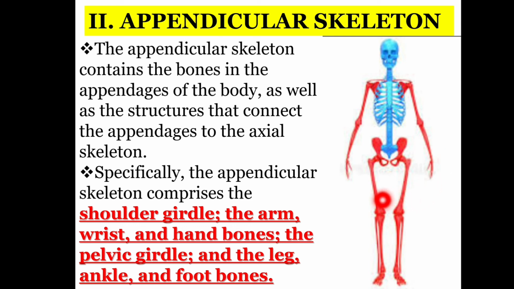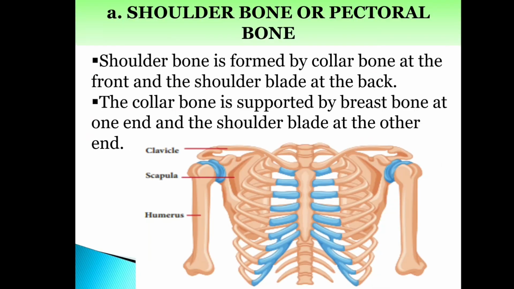So what does the appendicular skeleton comprise? Shoulder girdle, arm, wrist, hand bones, pelvic girdle, leg, ankle and foot bones.